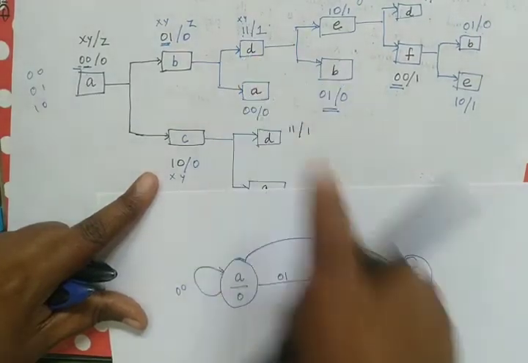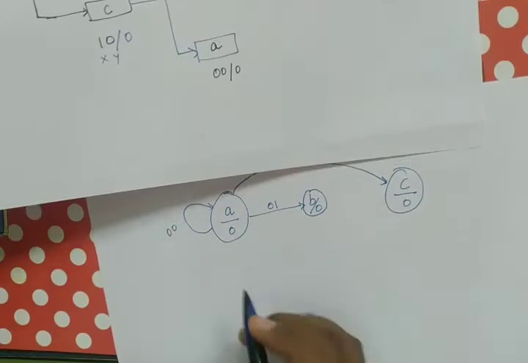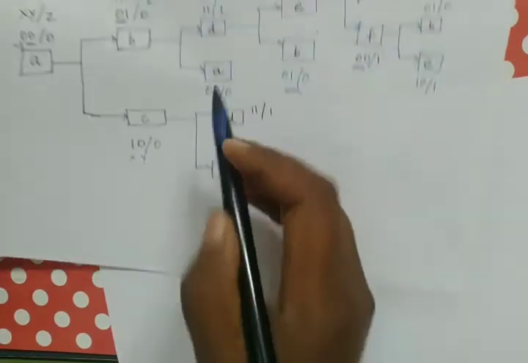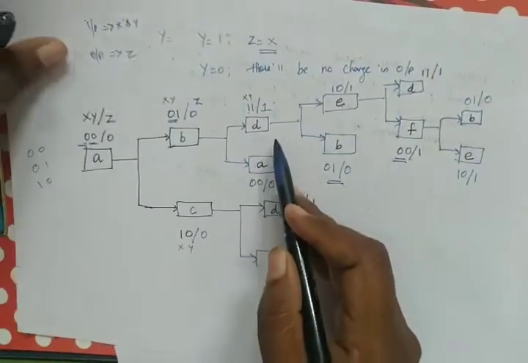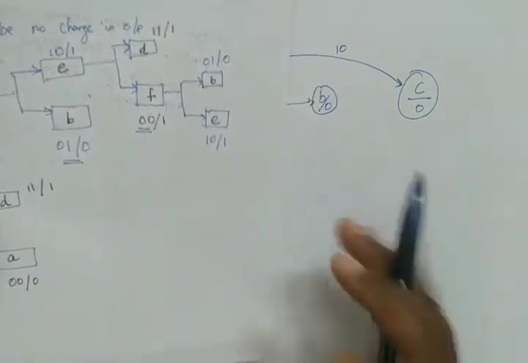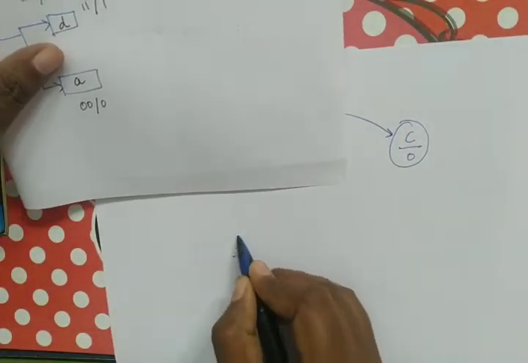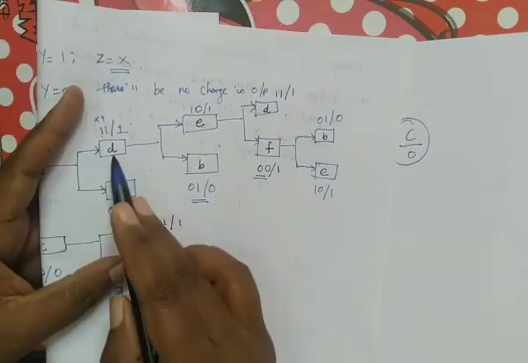Then we have D. So let us write here D, and the output for this is 1. So output is 1 here. Let me show this, D, is it visible? Yeah, D, output is 1.